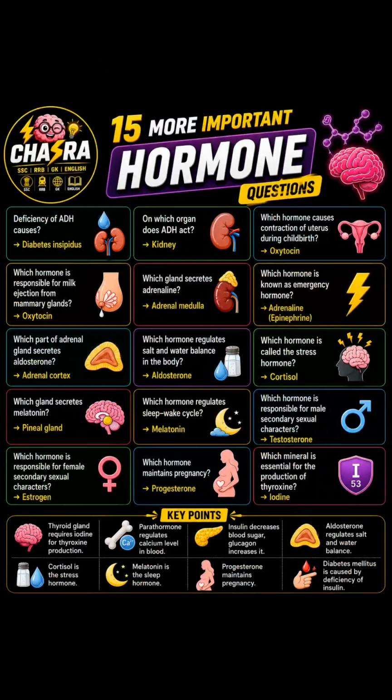Which gland secretes adrenaline? You can say adrenal gland. If they ask specifically which part of the adrenal gland, you can say adrenal medulla. Based on the options, you have to decide. So these are the 30 questions which are very important regarding hormones.